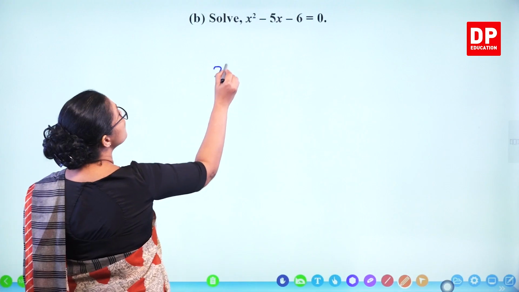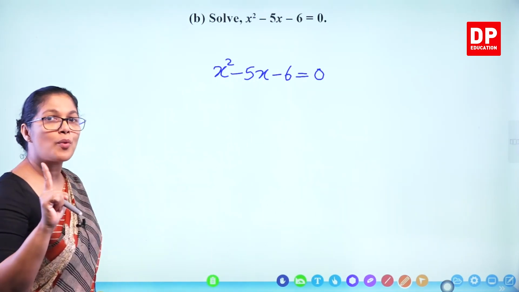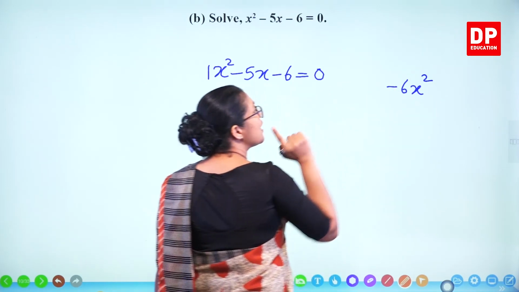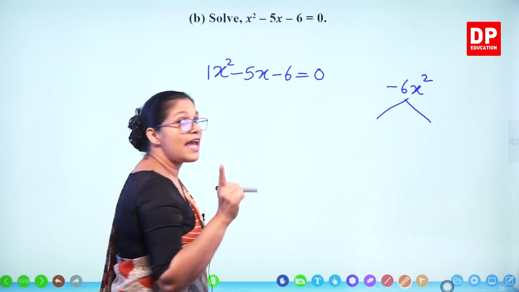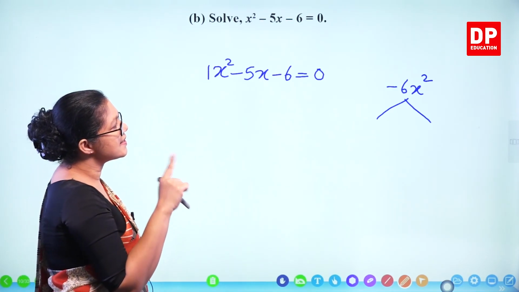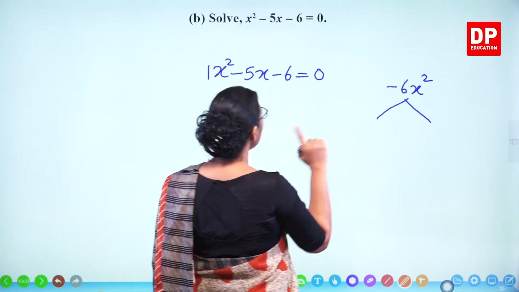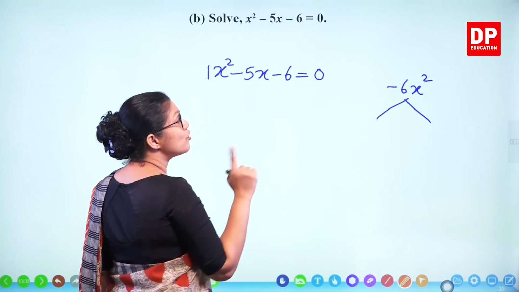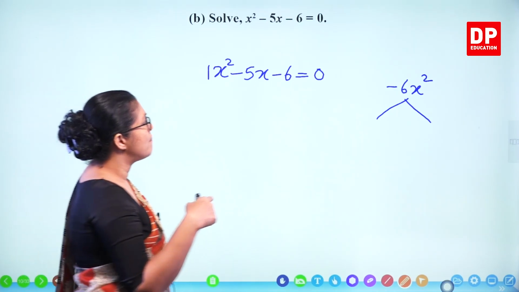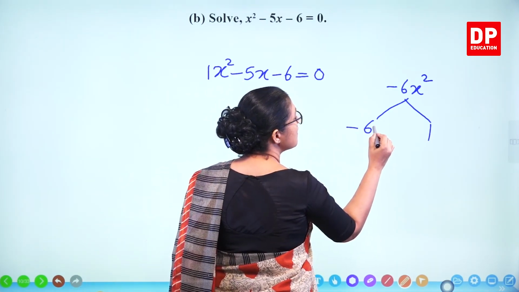Solve. X squared minus 5x minus 6 equals 0. So here the coefficient of x squared is 1. 1 times minus 6 is minus 6. You get minus means you need to take the difference, not the addition. How you get minus 5 from minus 6? Factors? 3 and 2 or 6 and 1? 3 and 2, you have to add to get 5. But 6 and 1, you can take the difference. So negative means the bigger value is negative.